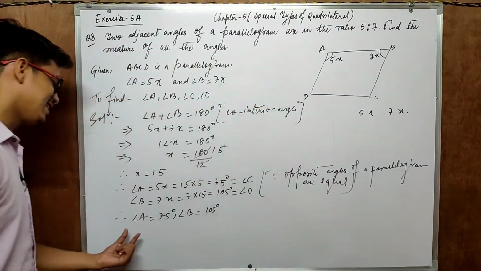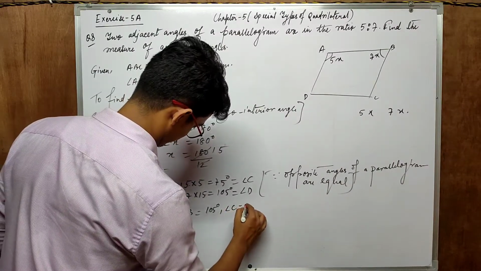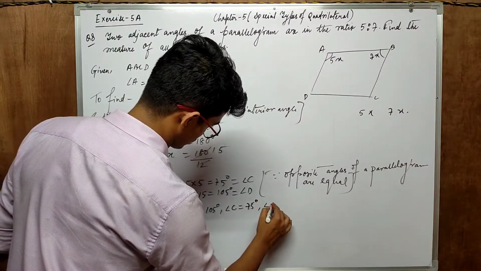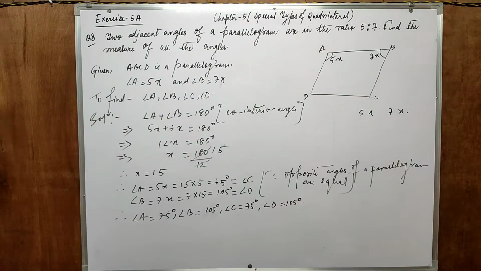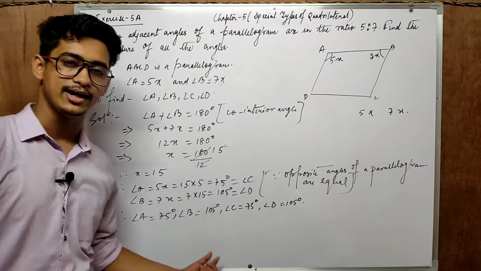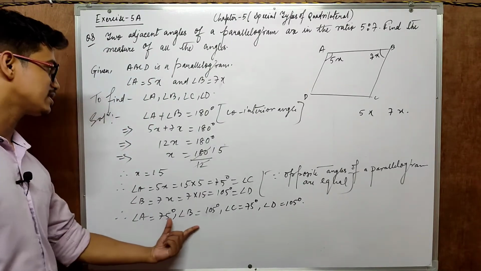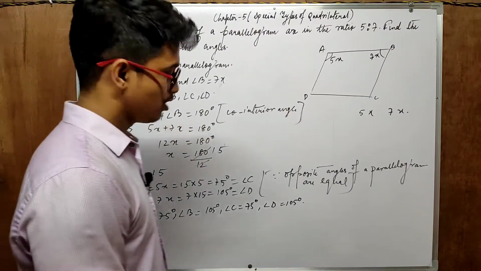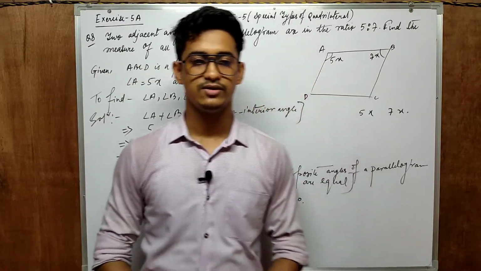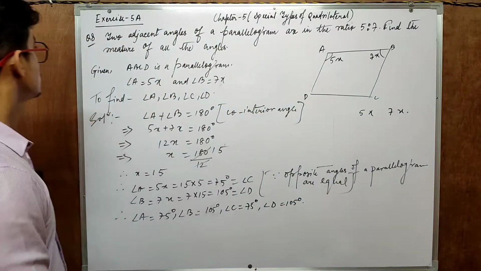So angle A equal to 75, angle B equal to 105, angle C equal to again 75, and angle D equal to 105 degrees. To check whether the answer is correct, simply add angle A plus angle B, which should be equal to 180 degrees. 75 plus 105 is 180 degrees, and 75 plus 105 is also 180 degrees for angle C and angle D. So that's all for question number 8.